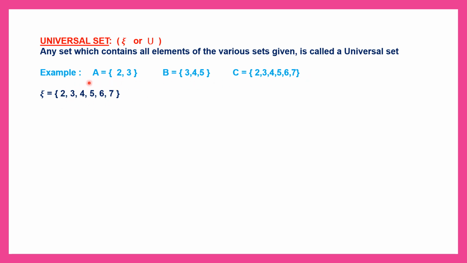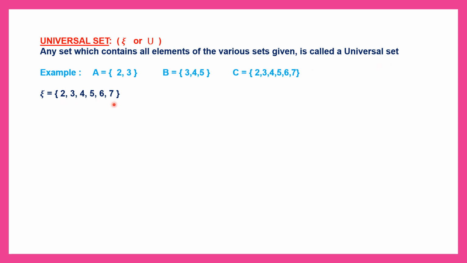Now set A has 2 and 3. Is it there in the universal set? Yes, 2 and 3. Set B has 3, 4, 5. Is it there? Yes. Now set C has 2, 3, 4, 5, 6, 7. Is it there? Yes. So a universal set is the set which contains all the elements of the given sets. There will be some sets given to us, and all those elements will be present in one set, and that one set is called the universal set.